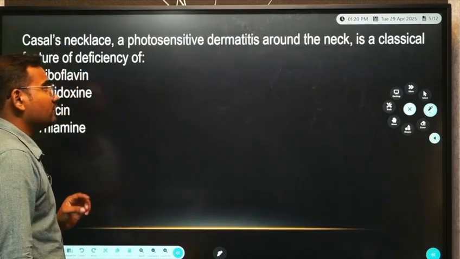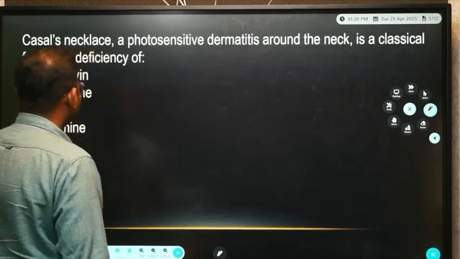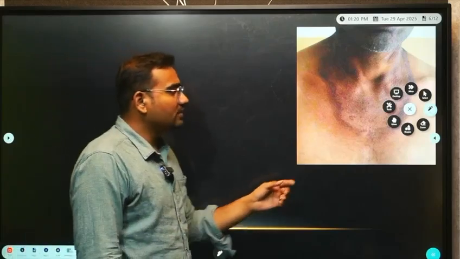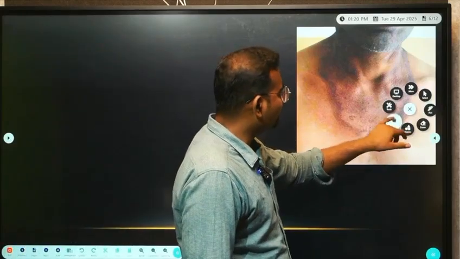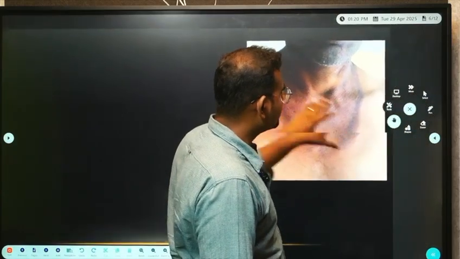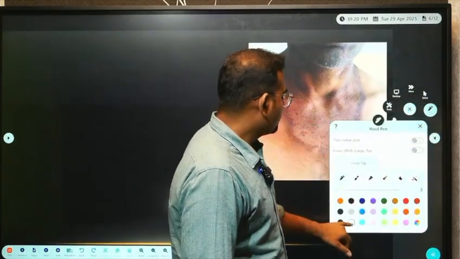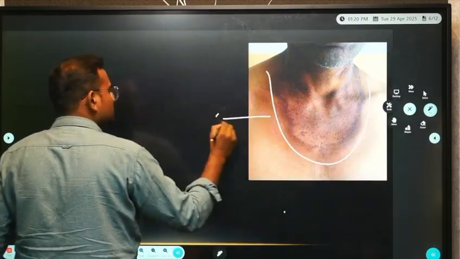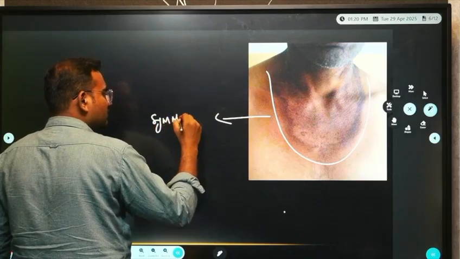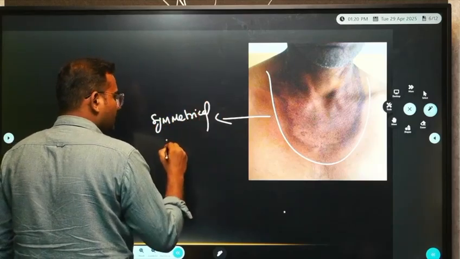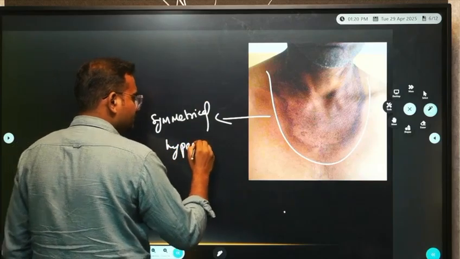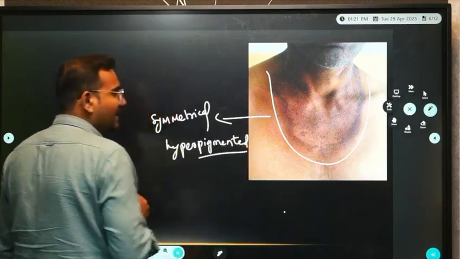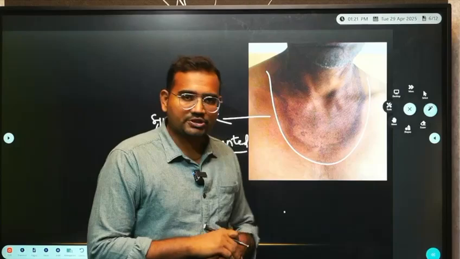Casal's necklace, a photosensitive dermatitis around the neck, is a classical feature of... Okay, if I'm not wrong, this is an image-based question. See this patient. This patient presents with a symmetrical hyperpigmented skin lesion, isn't it? A symmetrical hyperpigmented dermatological lesion.